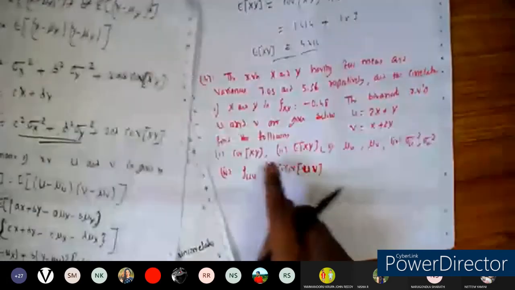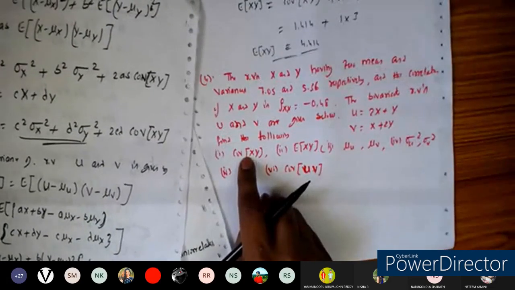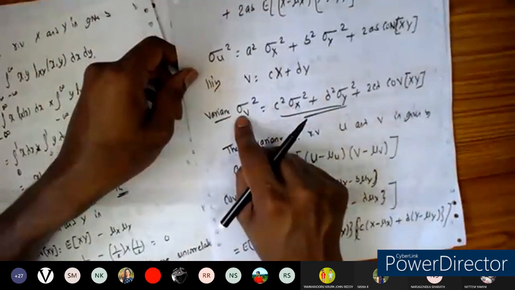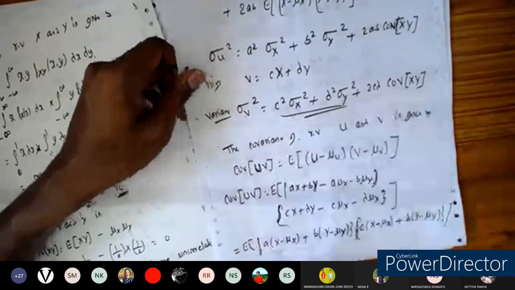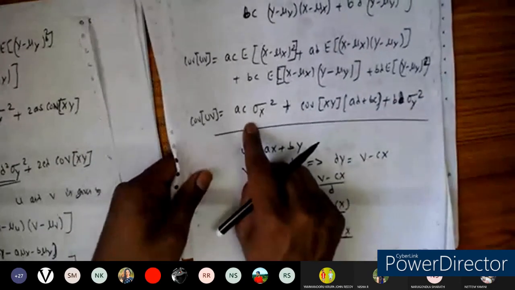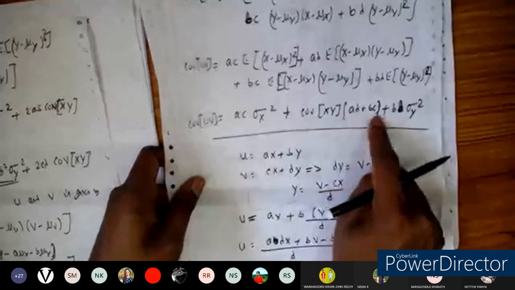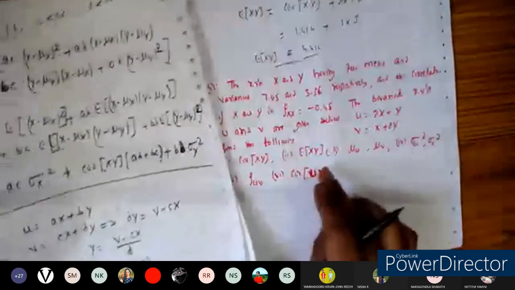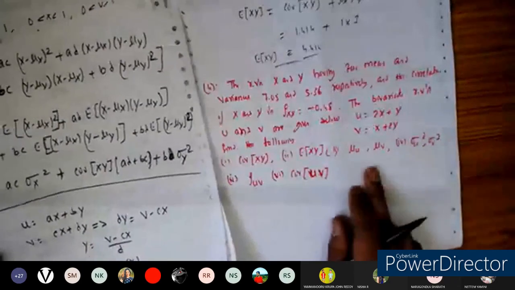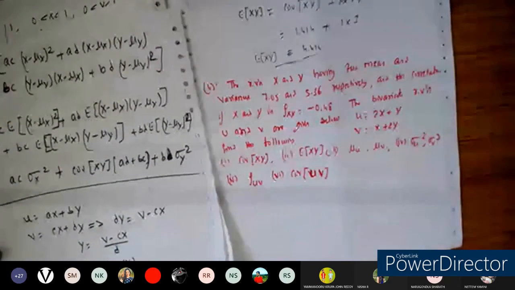Covariance of x and y you are going to find here. Find sigma u square and sigma v square using this formula. Afterwards find the covariance of the random variables. The covariance is AC into sigma x square plus covariance of xy into (AD plus BC) plus BD into sigma y square. So it is direct formula substitution. Write the generalized formula first for each and every one, substitute the values, and get the answers. Okay.